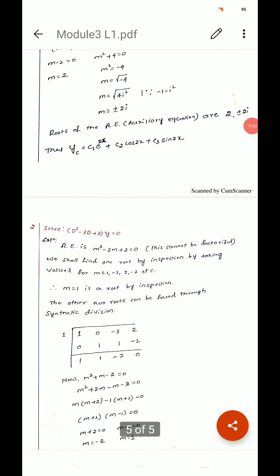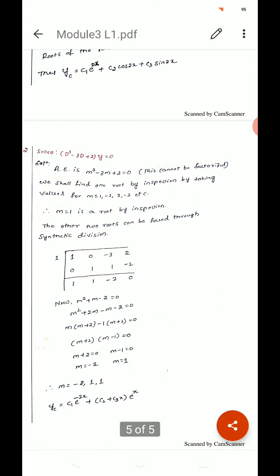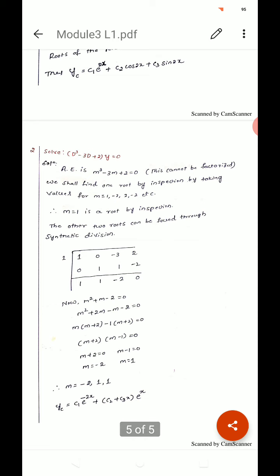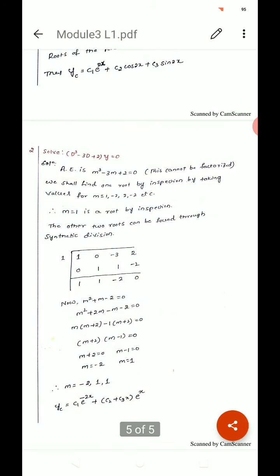Now second problem, given that D cube minus 3D plus 2 of y equal to 0. So the given problem is already in the form of f of D into y equal to 0. For this equation we have the auxiliary equation m cube minus 3m plus 2 equal to 0, writing f of D which is equal to f of m.